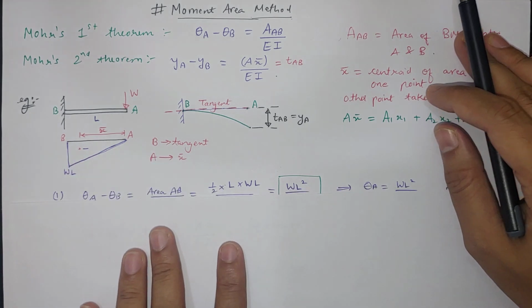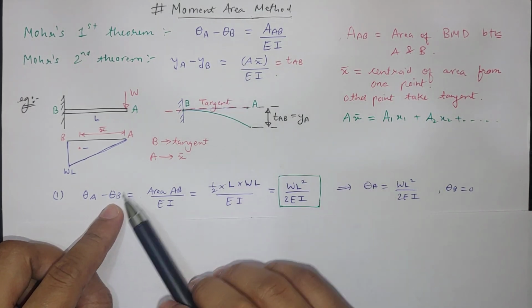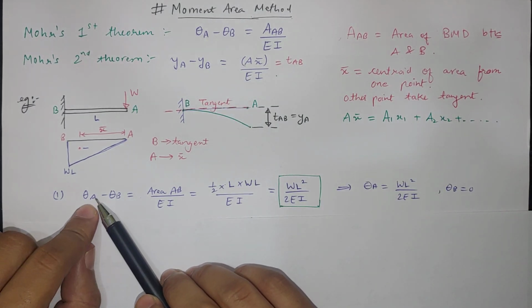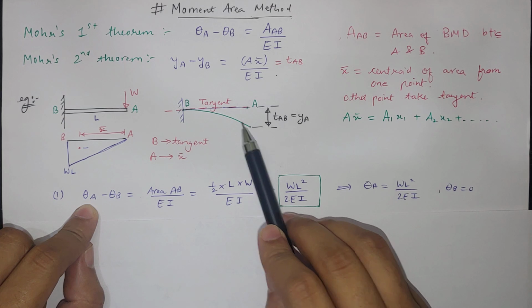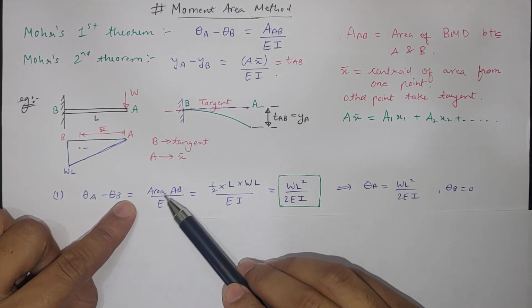Now we can implement both formulas. First we have to calculate theta A minus theta B, the slope at A minus the slope at B. We know the slope at B is 0, as this is the tangent. Now this is equal to the area upon EI.